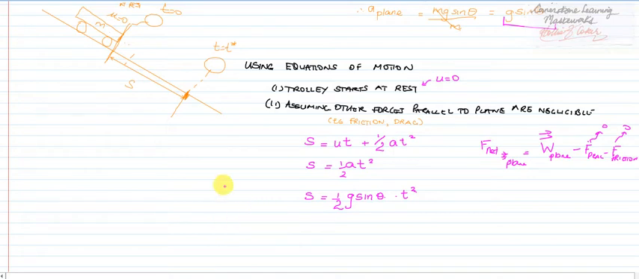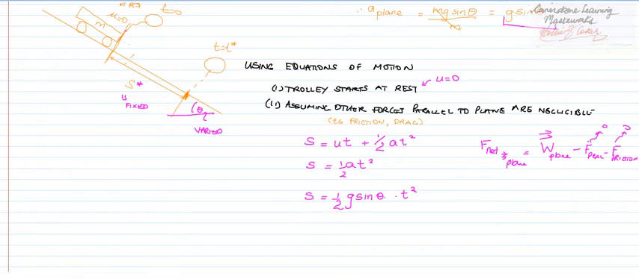Let's assume that when I release this, keeping this distance s fixed, I adjust the angle. This angle here is varying, this distance is fixed, and the time taken to go between here and here is measured. Then let's rearrange the equation a bit.